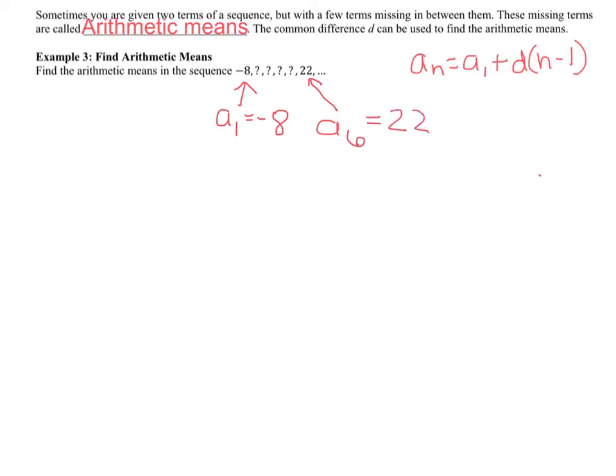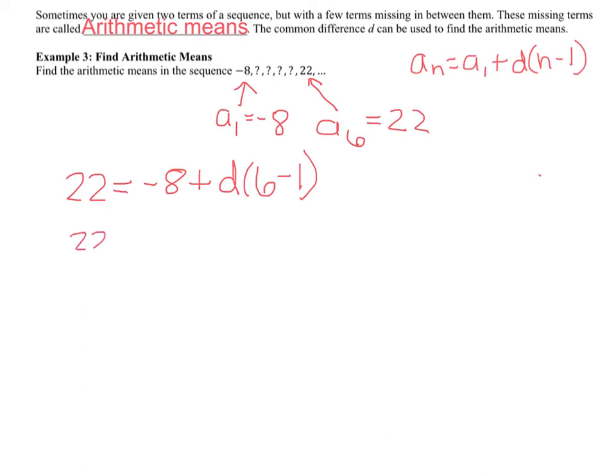So now I can plug this information into my equation. So a sub 6 is 22. So we'll go ahead and say a sub n is 22, and that's talking about the sixth term. And then a sub 1 we know is negative 8. We do not know d in this case. And then n, since we know a sub 6, we know that that's talking about the sixth term. So we'll go ahead and plug in 6 for n. And now we can go ahead and solve for d in this case.